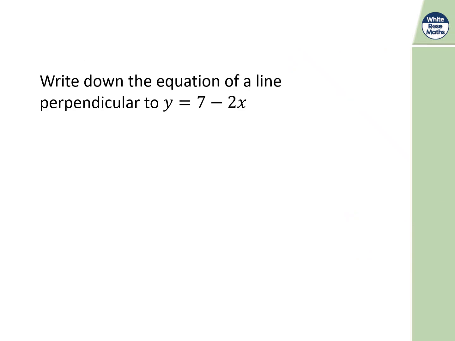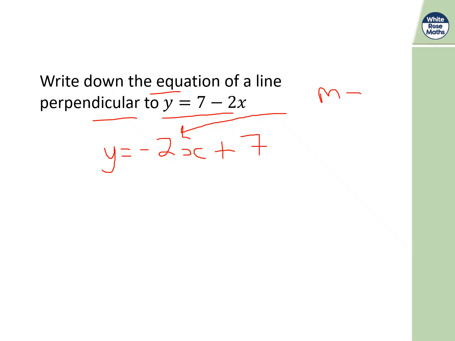Next up, a bit trickier now. Write down the equation of a line perpendicular to y equals 7 minus 2x. So step 1, let's rewrite it in the form y equals mx plus c, so it's easier to see. So we get y is equal to minus 2x plus 7. Now the gradient of this line is the coefficient of x, remember, so the number in front of the x. So that'll be minus 2. So the gradient of this line is minus 2.